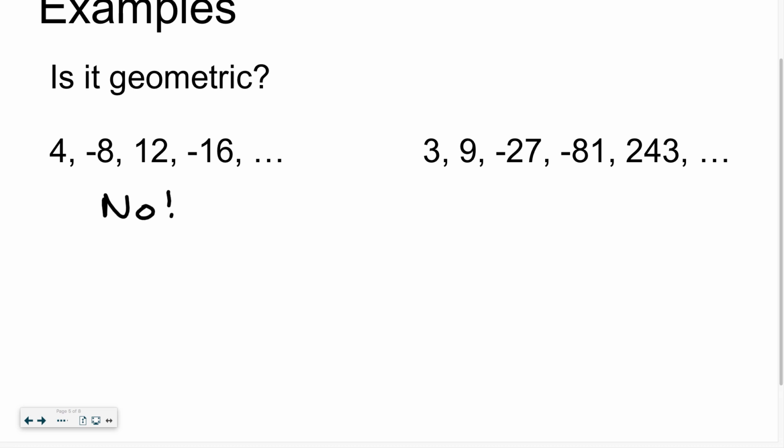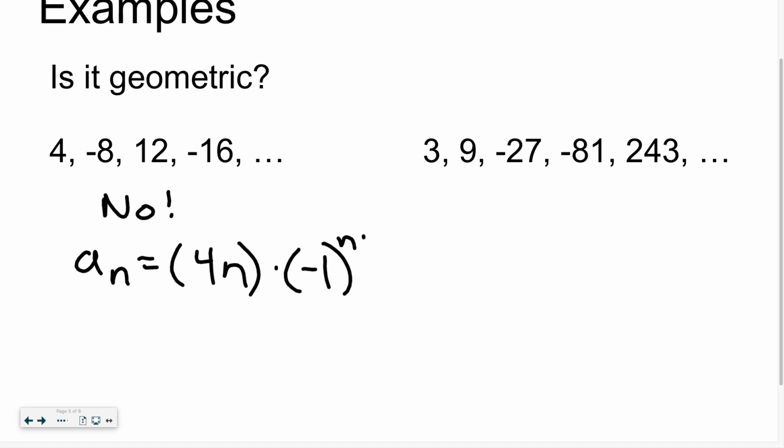So if you wanted to write a rule for this one, then you would use the multiples of 4 for n. And then like we did in the warm-up, we would choose to raise negative 1 to some power. Would we use n or n plus 1? It would be the n plus 1 because we need it to be positive, negative, positive, negative. Okay, is the second one geometric?